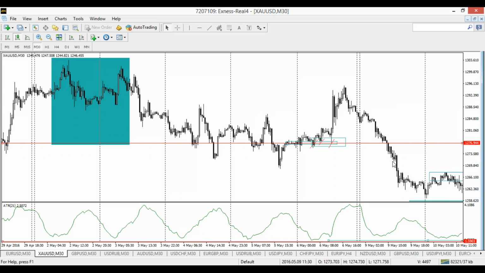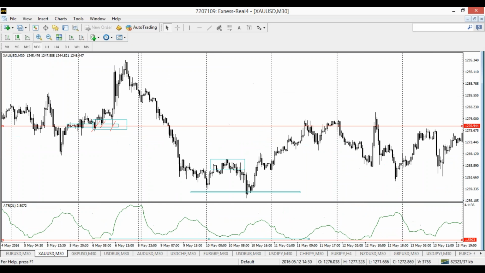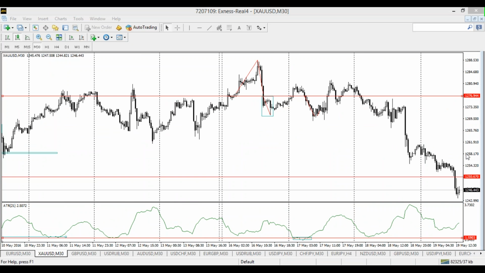Let me raise my drawings. I don't want just to sell and place a very big stop. I don't want to do that. I want to have as small a stop as possible. That's why I combine breakout momentum strategy with a reversal strategy.